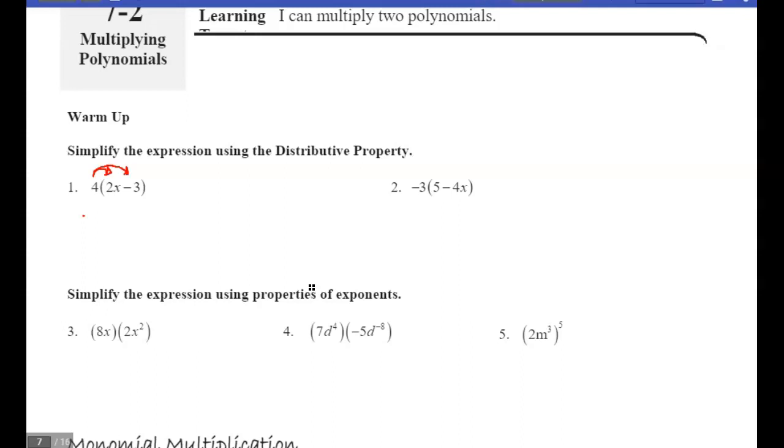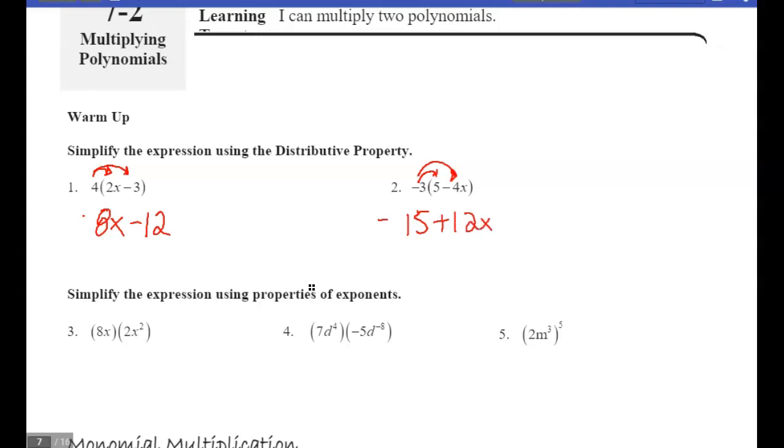So you have 4 times 2x, which is 8x, and 4 times negative 3, it's negative 12. We do the same thing over here, being careful of our negatives. So now I have a negative 3 times 5 is negative 15. And negative 3 times a negative 12x becomes 2 negatives, which will equal a positive 12x.